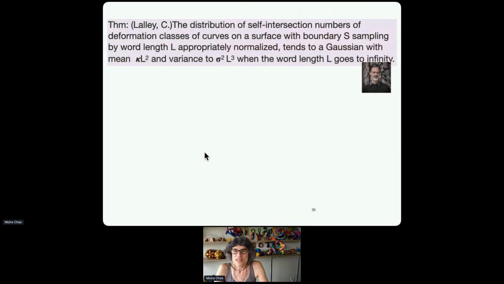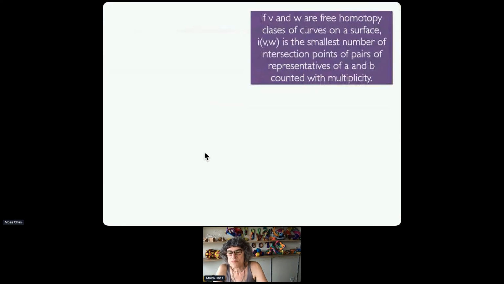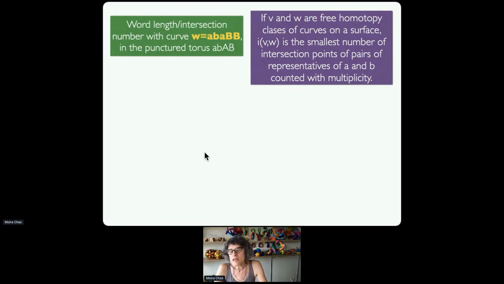Here I got together with a statistician at the University of Chicago, Steve Lalley, and we did prove that if you take a large enough number of letters and look at the distribution of self-intersection, it approaches a Gaussian more and more as the word length, the number of letters, goes to infinity. And we have ways to find the mean and the standard deviation, but let me skip that. But now I can ask the same question for intersection. I look at intersections, which are defined in an analogous way to self-intersections, with a fixed word.